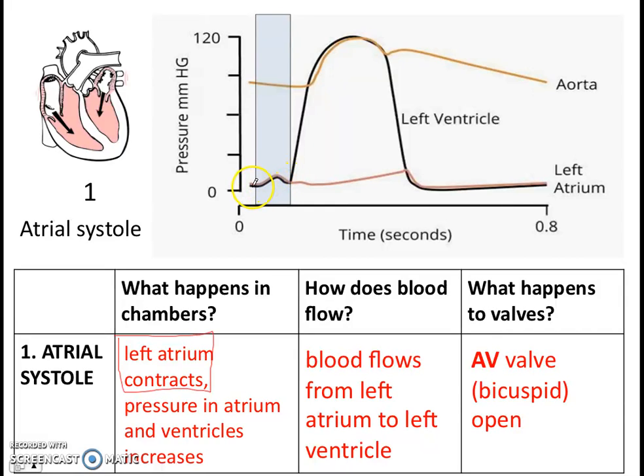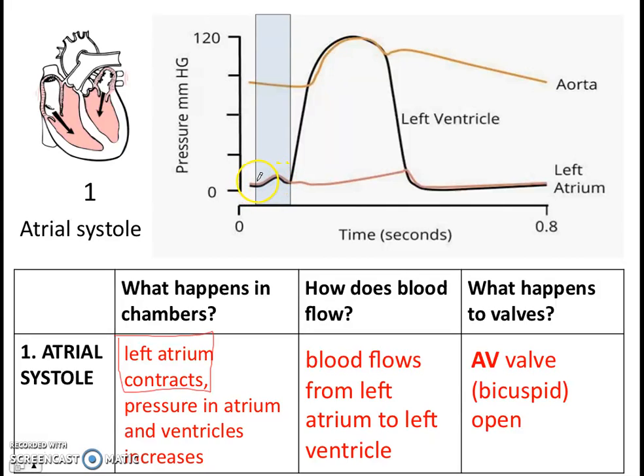Now you also notice that the pressure in the left ventricle, the black line, also increases together with the pressure in the left atrium. That's because the left ventricle starts to fill up with blood. As blood flows into the left ventricle, its pressure starts to increase. It's just like if you fill a balloon up with water, the pressure inside the balloon will start to increase. So as the left ventricle gets filled up with blood, its pressure will also start to increase slightly.